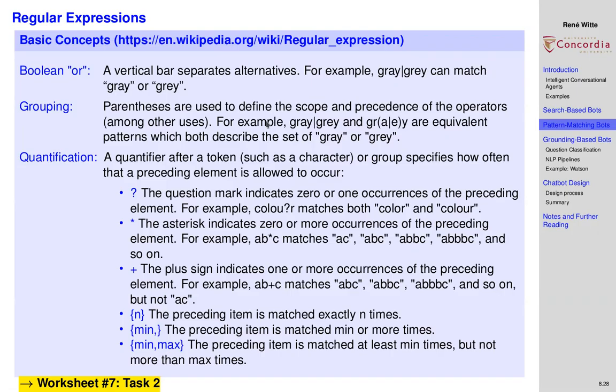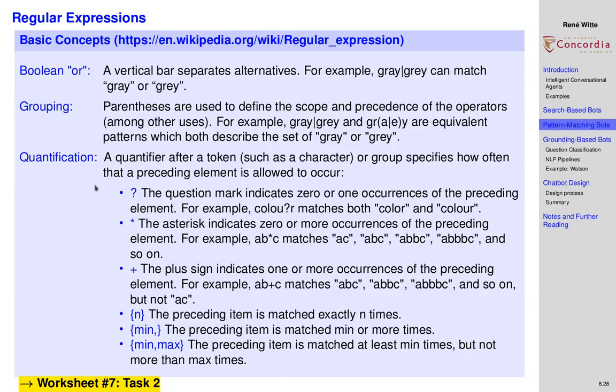You can use parentheses to scope operations and also to capture groups that you'll later use in the output. So here, for example, you can use "gray" or "grey", or you can just have a limited group in here where you just say these variations of the letter. And both of these regular expressions will match the same input, so either gray or grey.